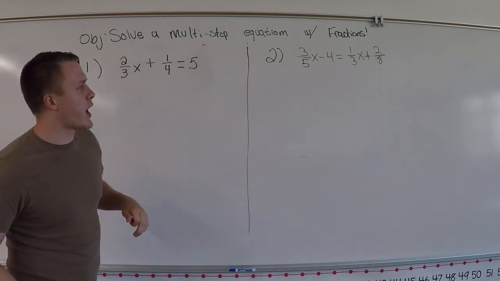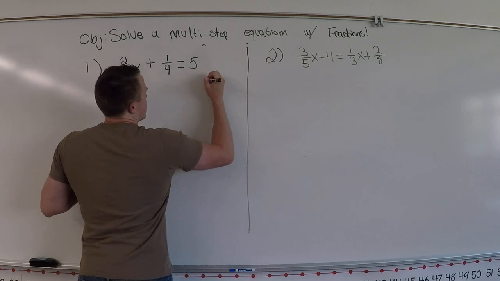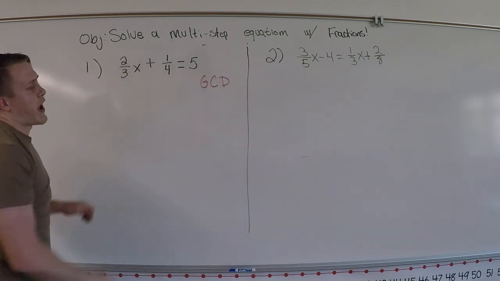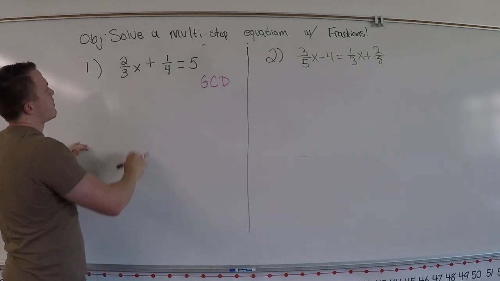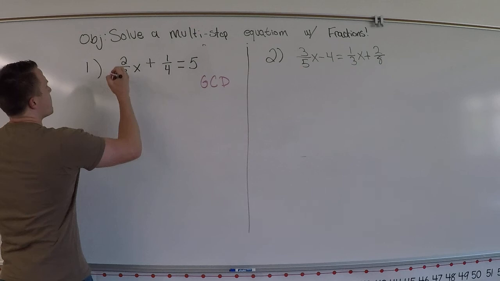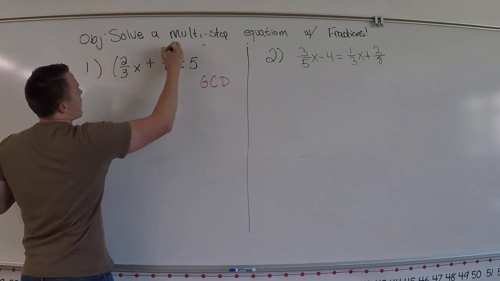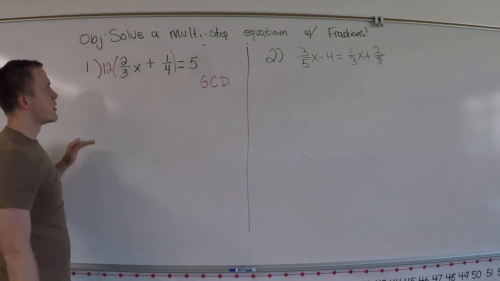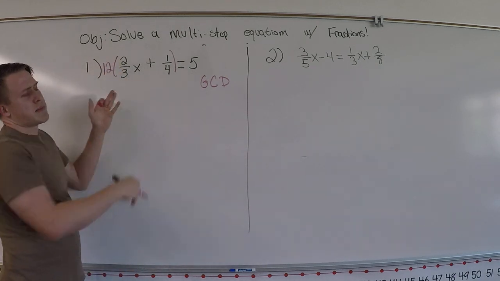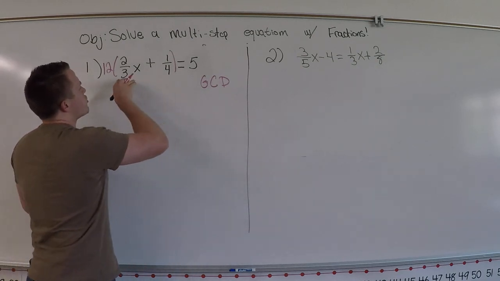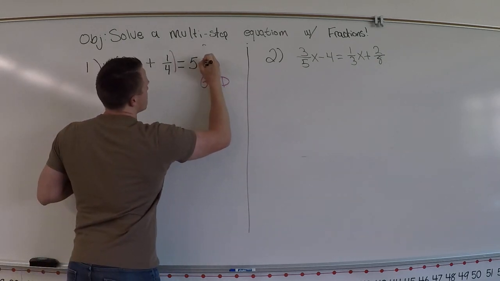So the first thing we have to do is find the greatest common denominator of both of the fractions. The greatest common denominator between 3 and 4 is 12. So what I'm going to do is put the whole equation in parentheses and multiply it by 12. What this does is eliminate the fractions. I hate fractions. I don't want to deal with this. So whatever I do to one side, I have to do to the other.